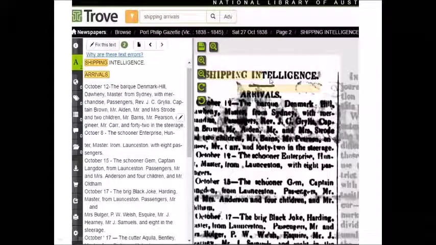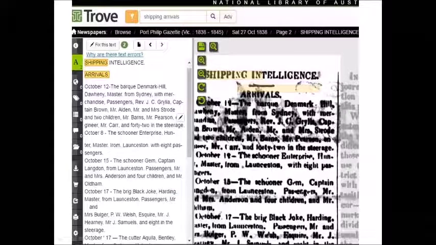And also when you do your search, this comes under the heading of lists. So it's not going to come under article. When you're breaking down your TROVE categories, shipping intelligence and arrivals is under lists. So this one here is just telling me, as I said, it's got 8 passengers and it's going into Launceston. This one's got passengers, Mr. and Mrs. Anderson and 4 children.